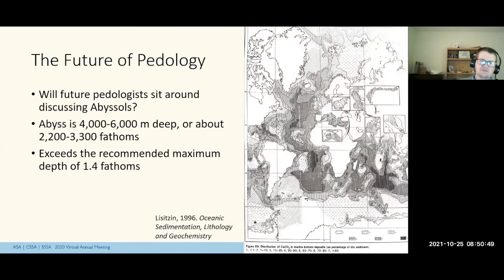Thinking ahead to the future of pedology, will future pedologists sit around discussing abyssols? I think it's plausible, right? The abyss all the way down there, 4,000 to 6,000 meters deep. Again, for the nautical types, about 2,200 to 3,300 fathoms. That does admittedly exceed the recommended maximum depth of about 2.5 meters or 1.4 fathoms. But I don't think that depth alone, that the fathoms alone, make oceanic pedology unfathomable.